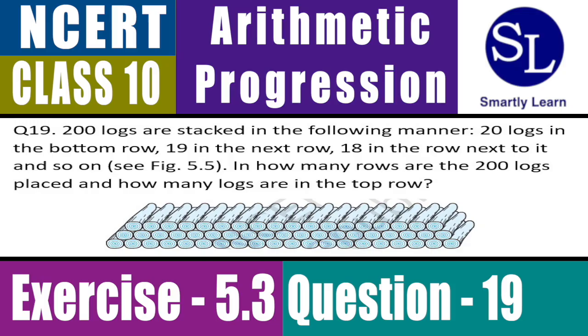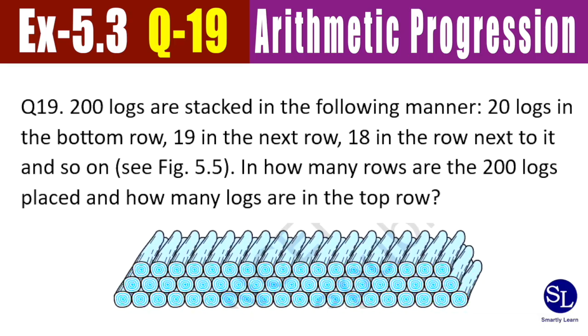In this video, let us see how to solve the 19th question in exercise 5.3. So let us look at the question. 200 logs are stacked in the following manner: 20 logs in the bottom row, 19 in the next row, 18 in the row next to it, and so on. In how many rows are the 200 logs placed and how many logs are there in the top row?